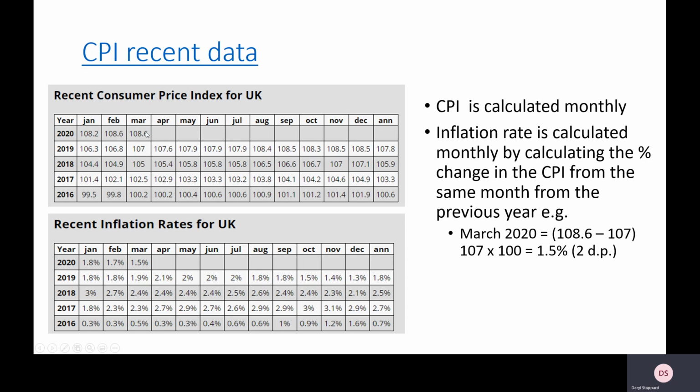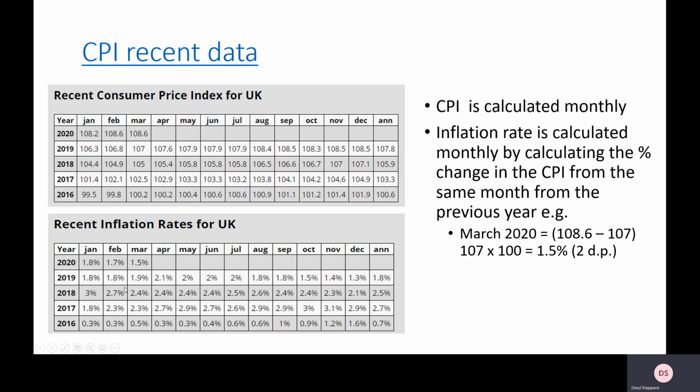So if I look at March 2020, we can see that the index number was 108.6. So what I would do if I wanted to work out the inflation for 2020, I would compare that 108.6 against 107 from the previous year. So I would do 1.6, which is the growth, divide by 107, multiply it by 100, and that shows me that in March 2020 the inflation rate was 1.5%.